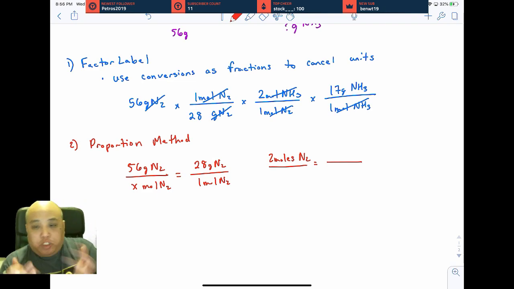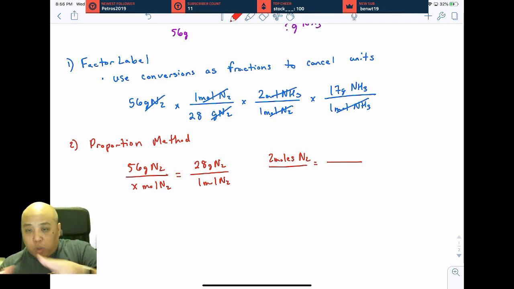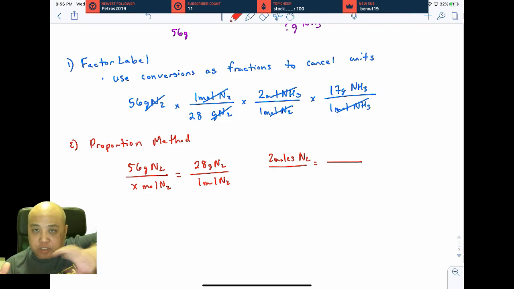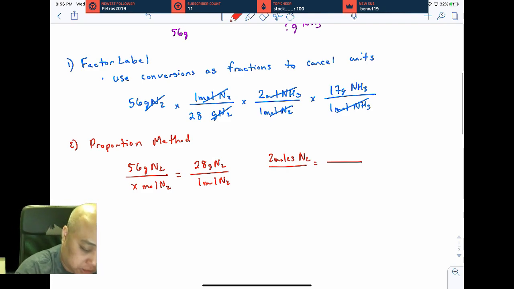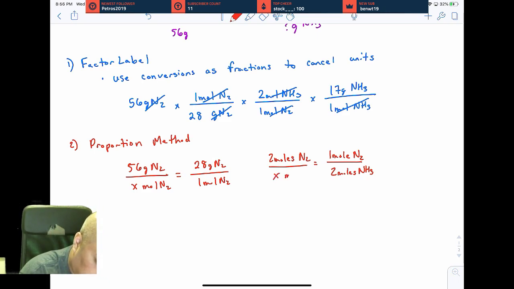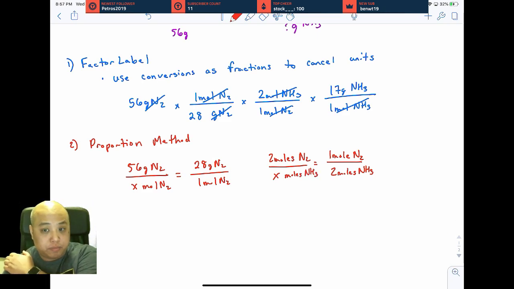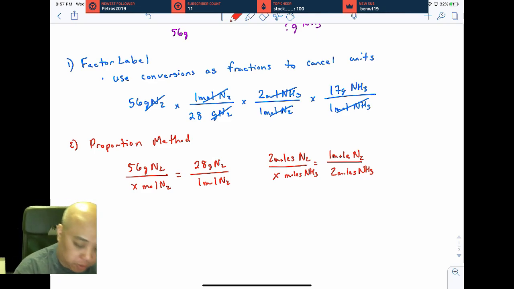Now, once you have 2 moles of N2, moles are the conversion factor that you need to use to go from one substance to another, which is the mole to mole ratio. And so you see that 1 mole of N2 makes 2 moles of NH3. And then, therefore, if you solve for this, you should be able to end up with the moles of NH3. And you cross multiply, as you do in proportions, and you end up finding that you have 4 moles of NH3.